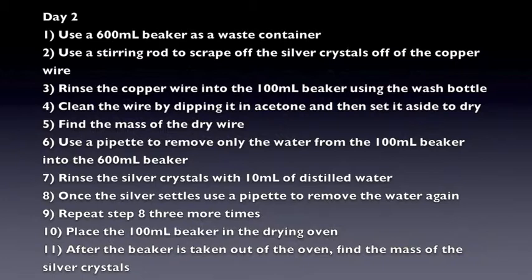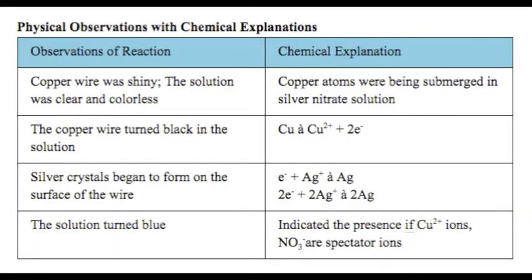Use a pipette to remove only the water from the 100 milliliter beaker. Rinse the silver with 10 milliliters of distilled water. Once the silver settles, use the pipette to remove the water again. Repeat step 8 three times. Place the 100 milliliter beaker in the oven. Find the mass of the silver crystals.